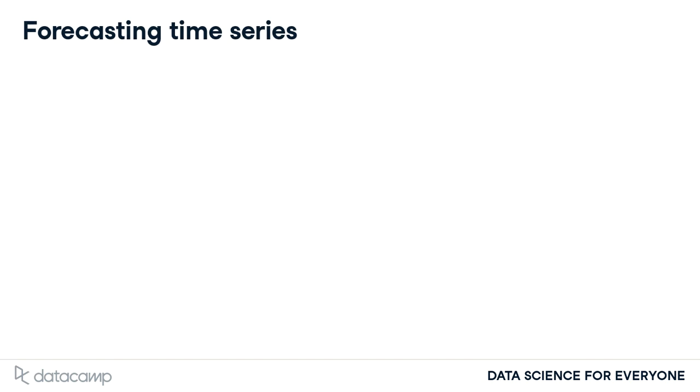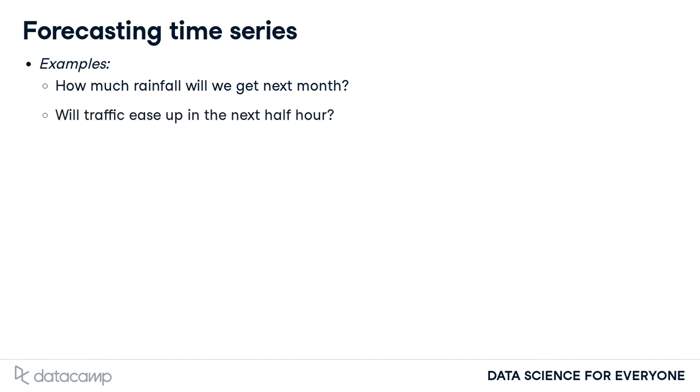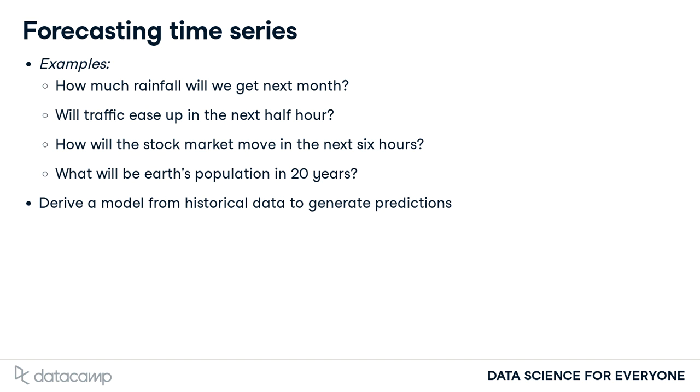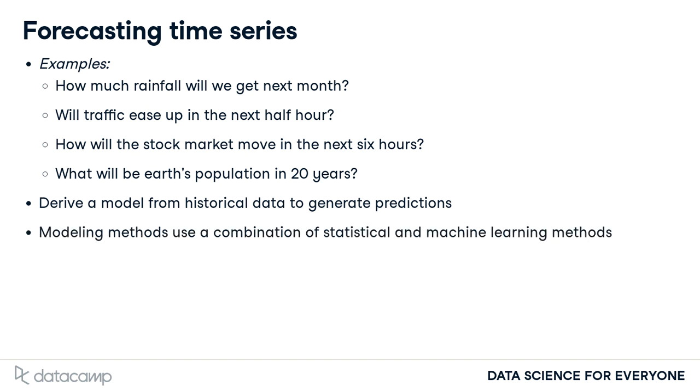Time series data is used in predictive modeling to predict metrics at future dates. We call this forecasting. For example, predicting rainfall next month or the state of the stock market in a couple hours to what the population will be in 20 years. We can build predictive models using time series data from the past years or decades to generate predictions. This uses a combination of statistical and machine learning methods. Let's look at an example.